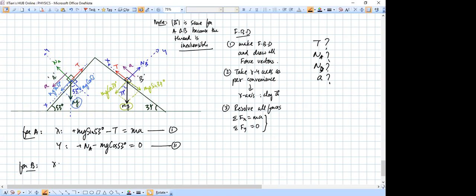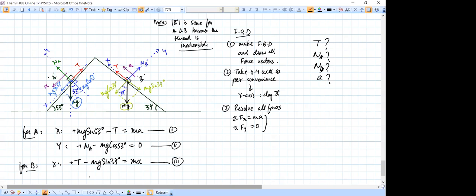So along the x-axis for body B. This time for body B, the x-axis is this direction. It's not down the inclined plane, it's up the inclined plane because acceleration is up the inclined plane. So it is T with a plus sign and mg sin 37 with a minus sign, and that is mass into acceleration.